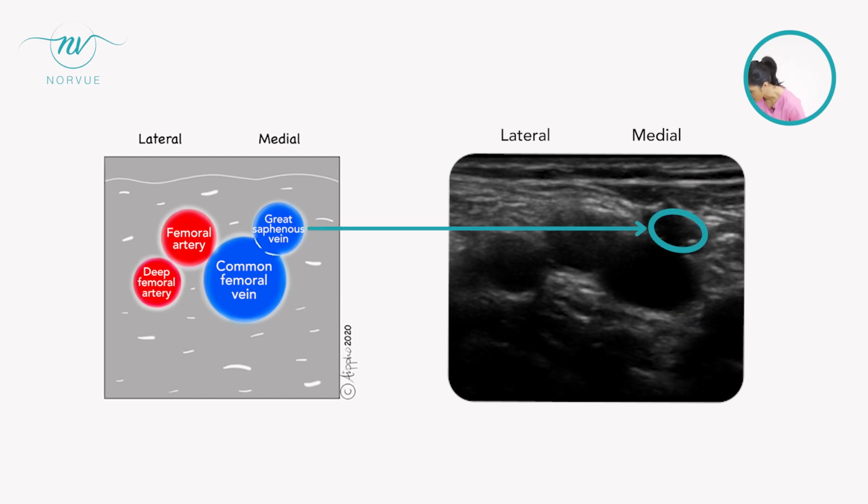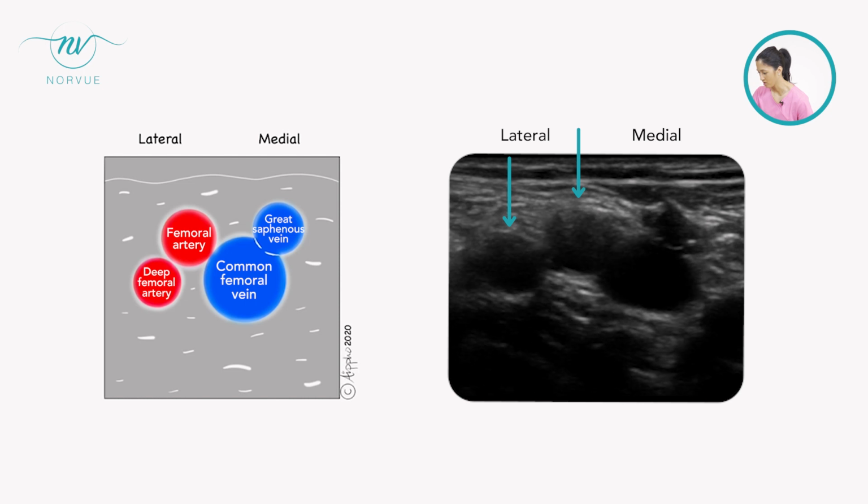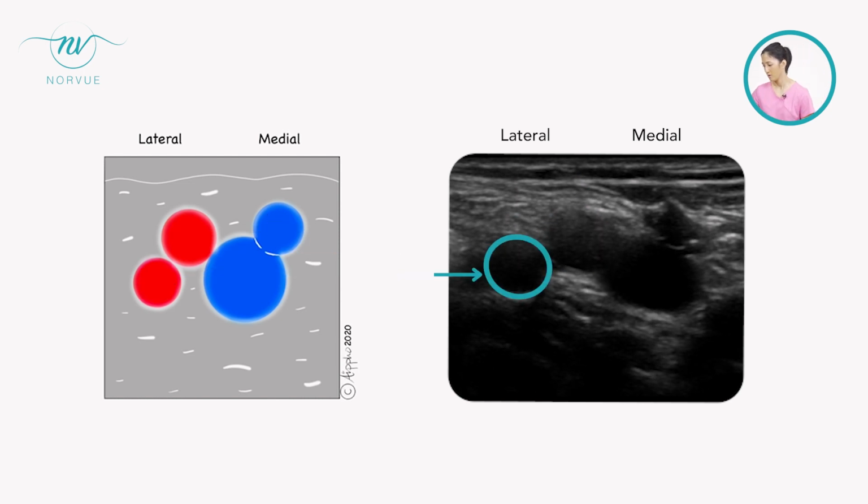And as you can see here, there's some white thing here. And as I said earlier, this is the valves between the veins. So it's not a pathology. And then you see there's some pulsation here and here, which confirms for us that these are arteries that you are looking at. So this is the femoral artery, and this is the deep femoral artery.